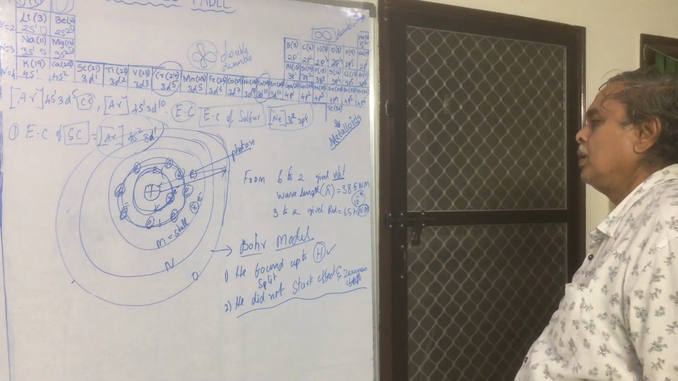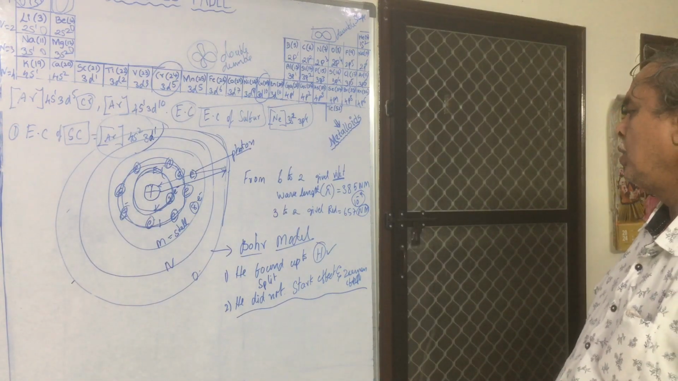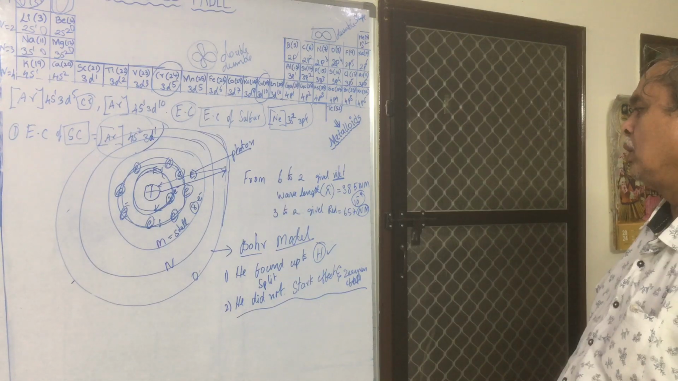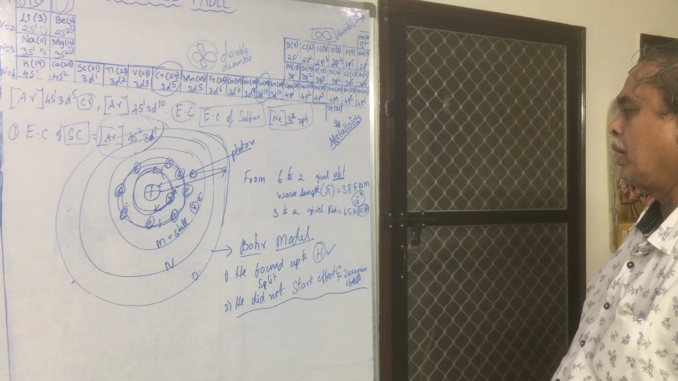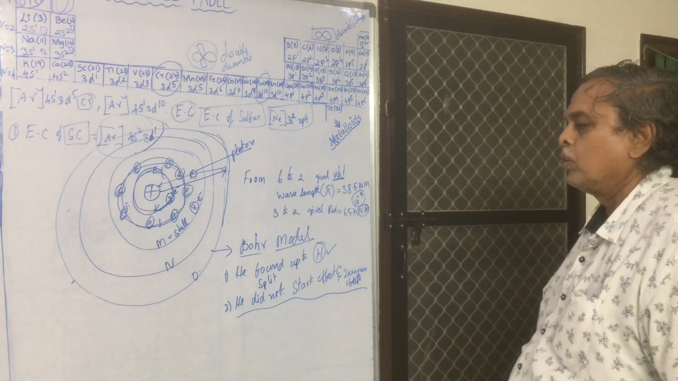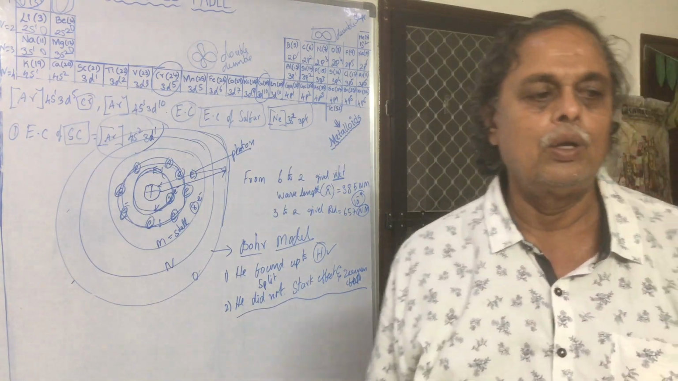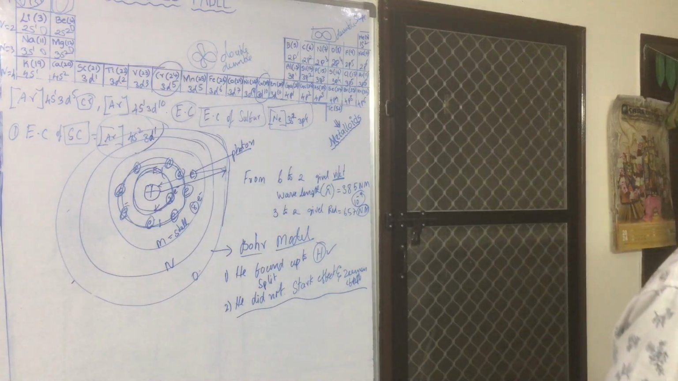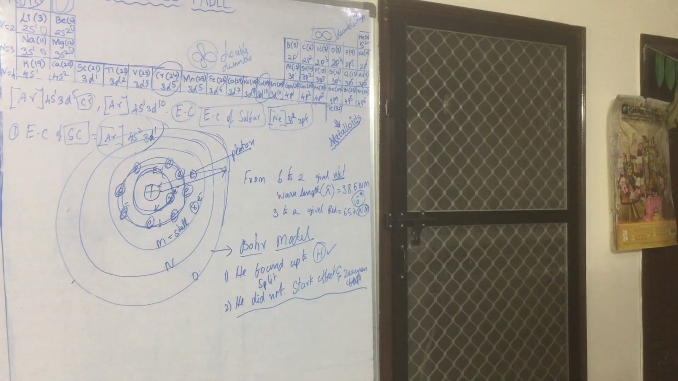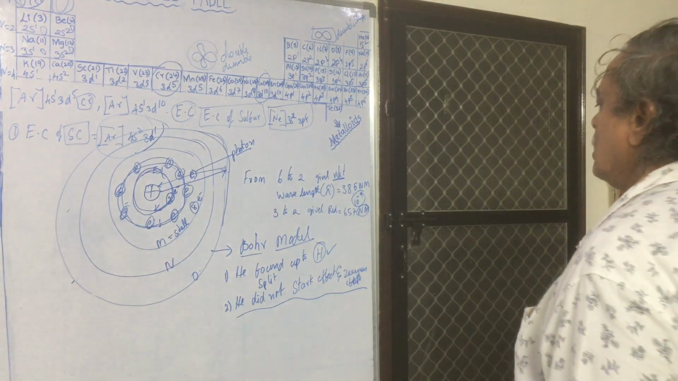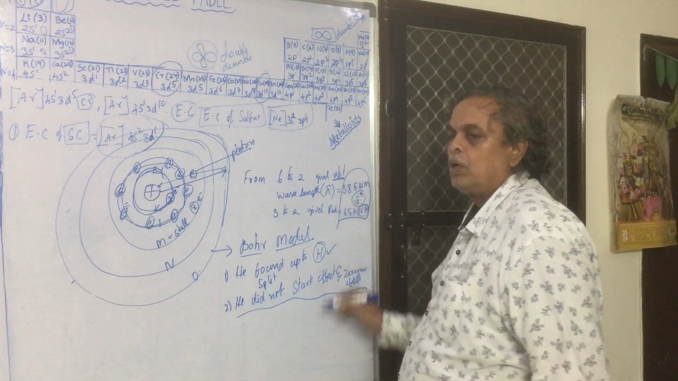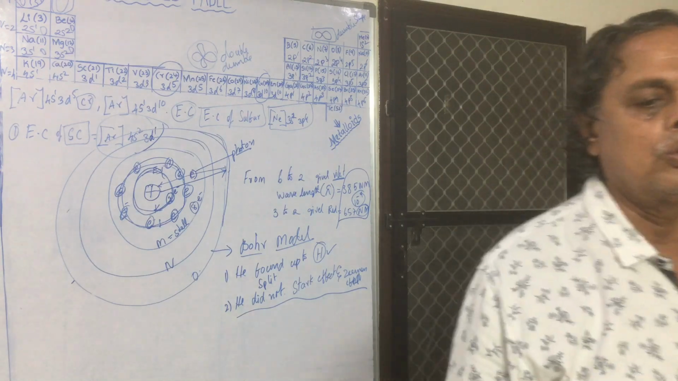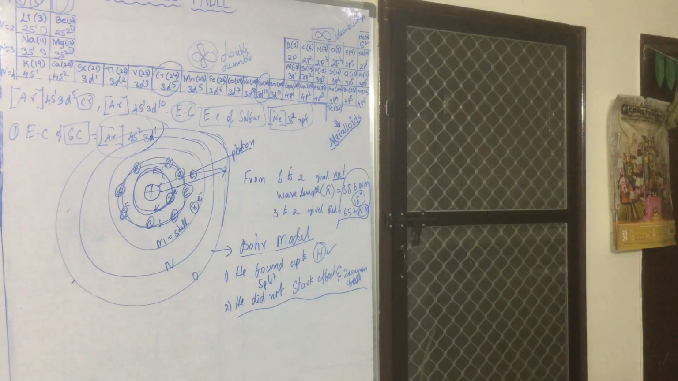Purple color is 4 to 2. Next, 4 to 2: what is the color? Blue green. The wavelength of blue green is around 450. Those are not necessary. You will be asked these two only. Okay? Next.